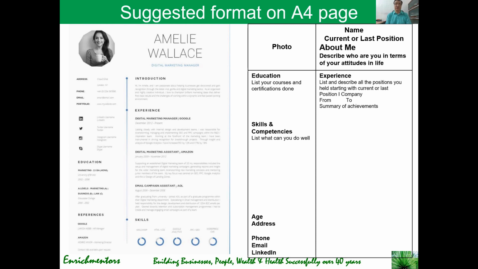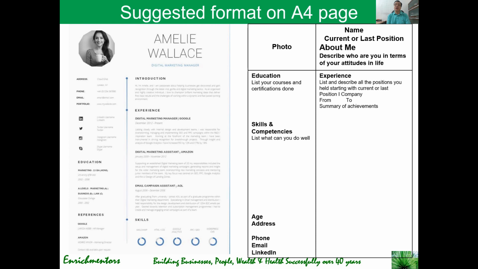So it should first start with your photo on the top left side. Then on the right hand side should be your name, current position or last position. Then it should tell about you, describing who you are in terms of your attitudes and competencies in life. Then on the left side, there's a column which talks about your education, your courses and certifications that you've done, skills and competencies, what you can do well. At the bottom should come demographics like age, address, phone, email, LinkedIn, etc., which we normally put at the top.